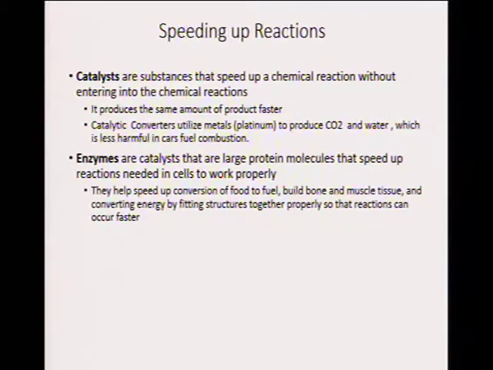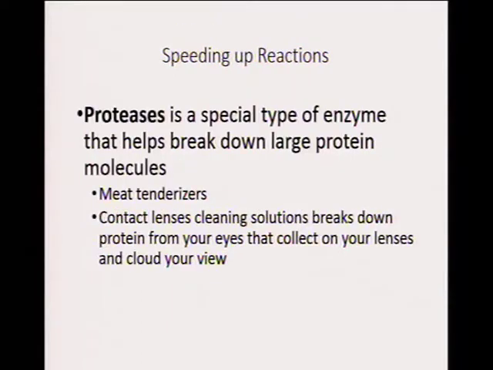And then we have enzymes. Enzymes are catalysts that are large protein molecules that speed up reactions needed in cells to work properly. Here we have one example of an enzyme, proteases, which help break down large protein molecules. The meat tenderizers that we use are proteases, and it speeds up cooking. We know if the meat is hard and you tenderize it, it will cook faster.